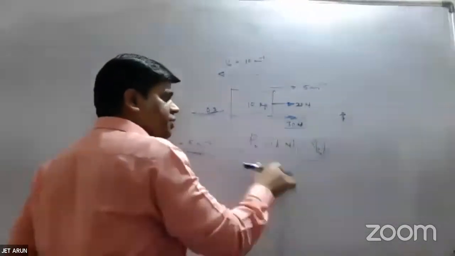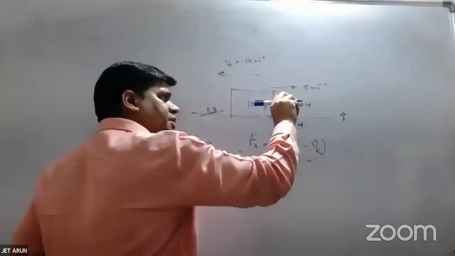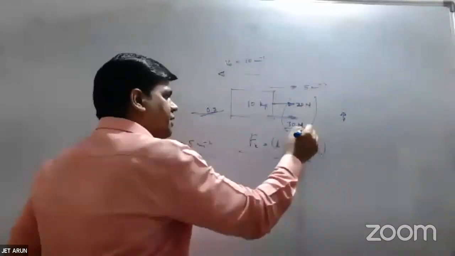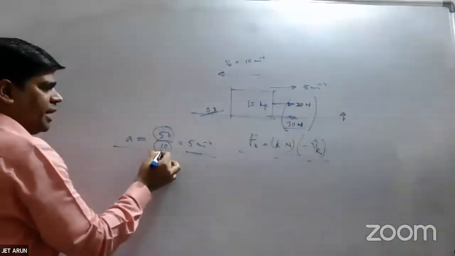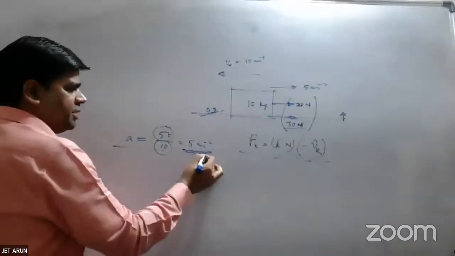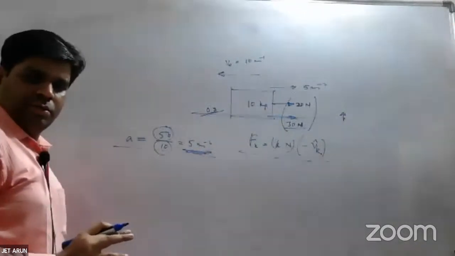Now that kinetic friction has come, what is the net force now? 30 Newton friction is towards right, 20 Newton applied is towards right, total force is 50 Newton. So F applied is 50, mass is 10, F by m is acceleration. Acceleration is 5 meters per second square. Is it okay? Yes, sir.